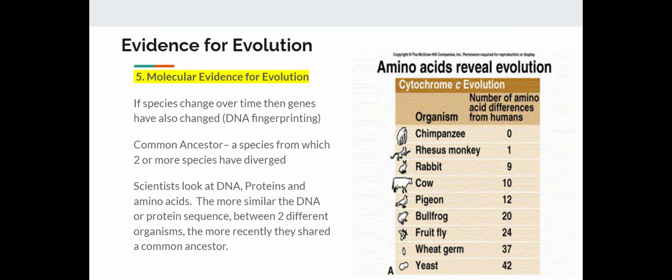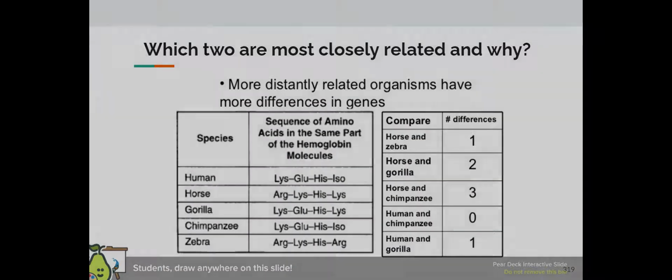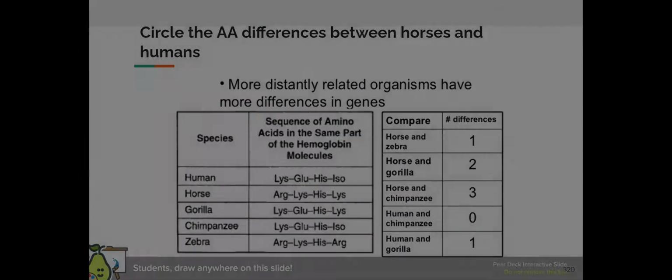So the more similarities you have in common, the better. Sometimes they also look at it in terms of number of differences. And in that case, the thought would be the reverse. The fewer differences you have, the more closely related you are. Okay? So we're going to do those in class.